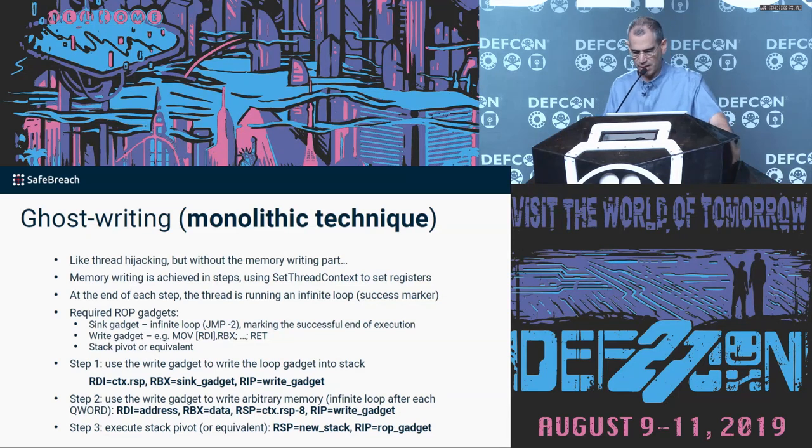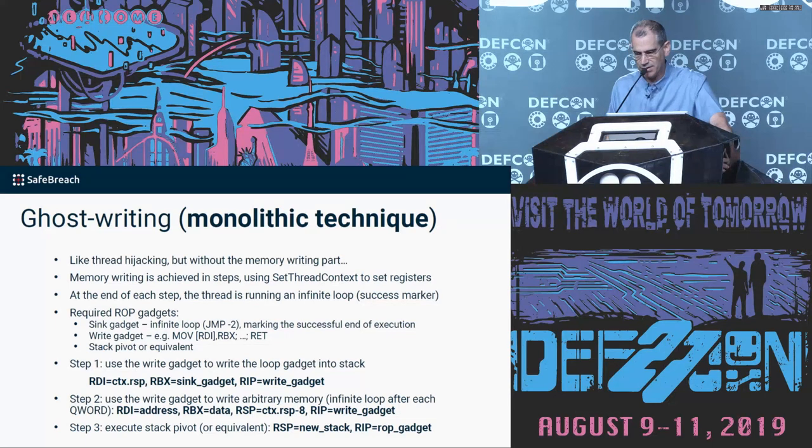So the first step is to write on the stack the address of the infinite loop using the write gadget. And finally, the return from the write gadget will branch into the infinite loop. And this will mark the successful end of this step. Moving to step 2, we write arbitrary keywords. So we repeatedly execute step 2 until we have all the memory that we need written to the target process.